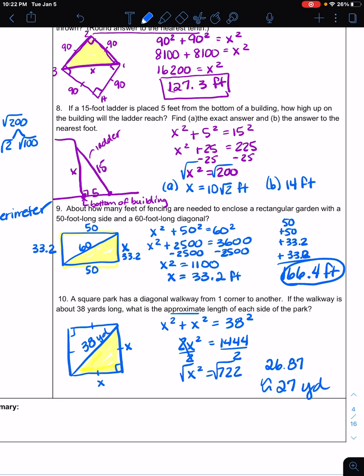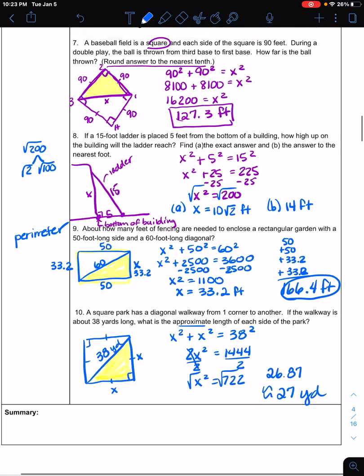You can know kind of whether you did it a little bit right or wrong, at least have an idea about the reasonableness of your answer, because it has to be shorter than 38. So if you got a number that was bigger than 38, something is wrong, because the hypotenuse is always the longest side of the right triangle.